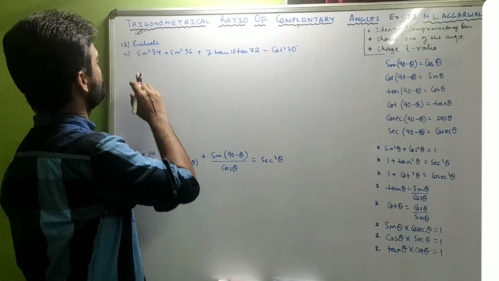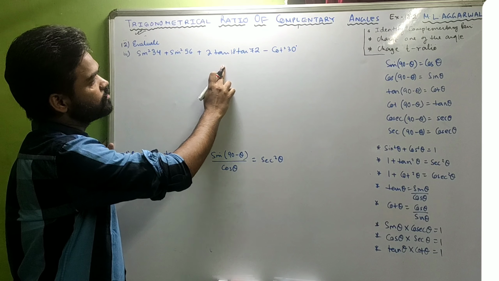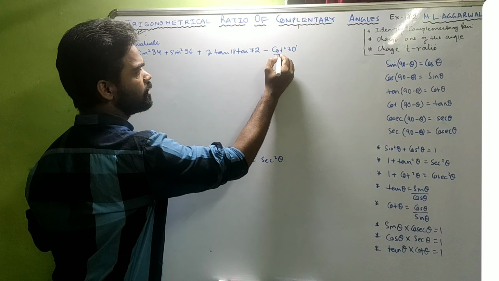Now look at sum number 12 part 3. Evaluate sin square 34 plus sin square 56 plus 2 tan 18 tan 72 minus cot square 30. Now cot 30, we know the value, standard angle, okay, root 3. Now these two are a complementary pair. I'll change one of the angles. See, sin square I can write 90 minus 56 plus sin square 56 plus twice. Now 18 and 72 are complementary. I'll change one of the angles. See, tan 90 minus 72 tan 72 minus, and cot 30 I know the value.